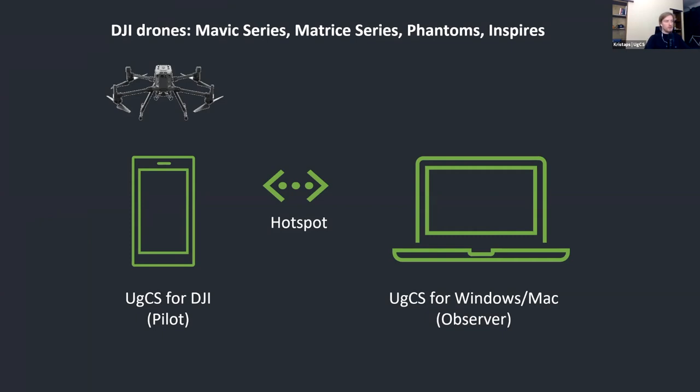It is connected to the remote controller the same way as the normal DJI app. The main thing is ensuring that both devices, the computer and the tablet or mobile phone, are connected using a mobile hotspot. In this case, the pilot holds the remote controller, pilots the drone, and monitors where the drone is in the mission on the tablet. The observer monitors the drone in UgCS on the computer and follows what's happening, how far along the drone is in the mission.